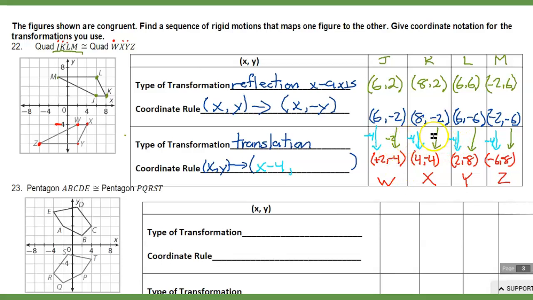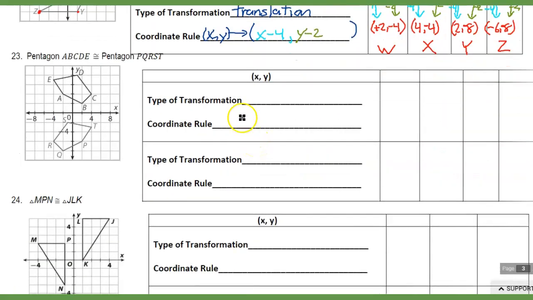So -2 minus 2 is -4. -6 minus 2 is -8 twice. Okay, so our rule here is going to be y minus 2. So a good reason to check everything just in case you miss something. It should check out in the end. So there is our translation. All right, let's keep going. Do a few more of these.